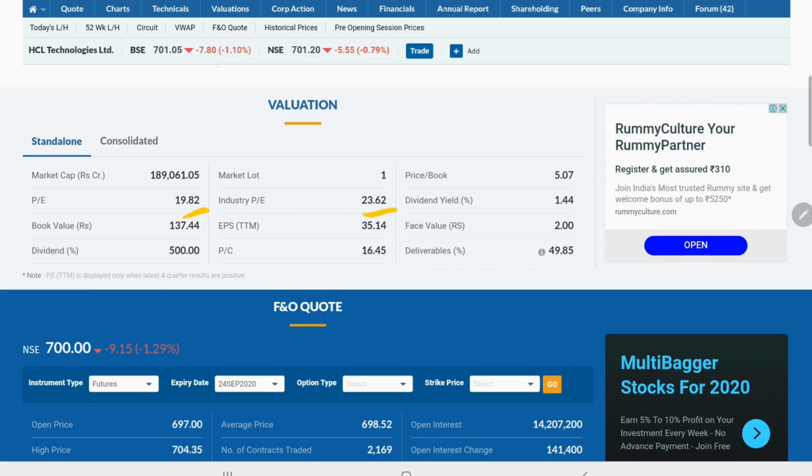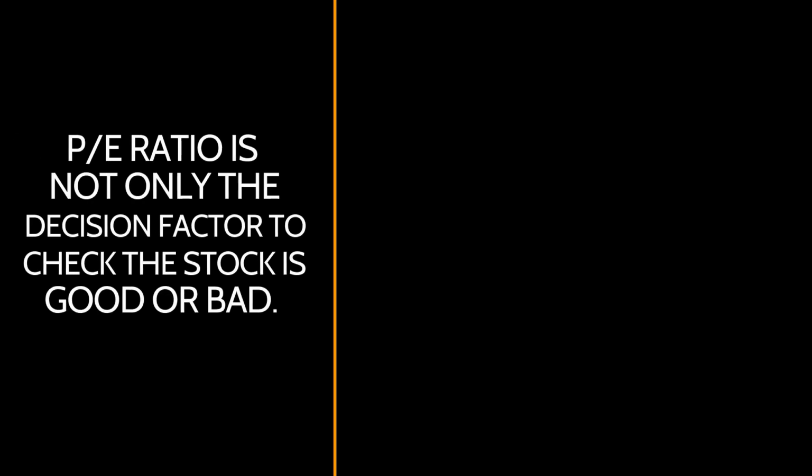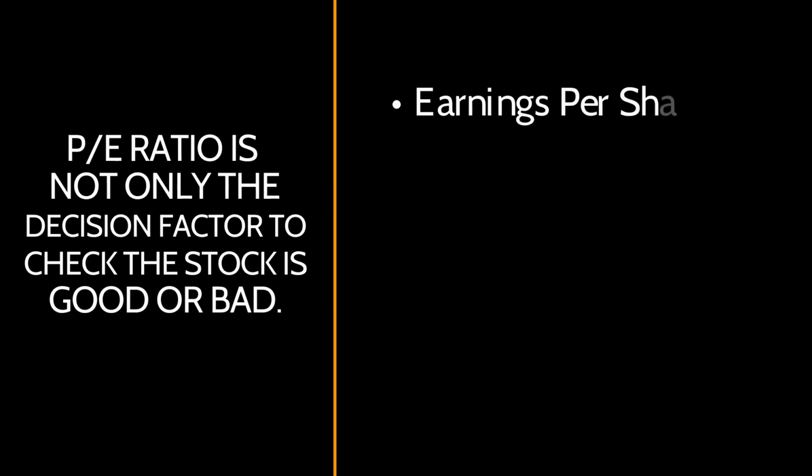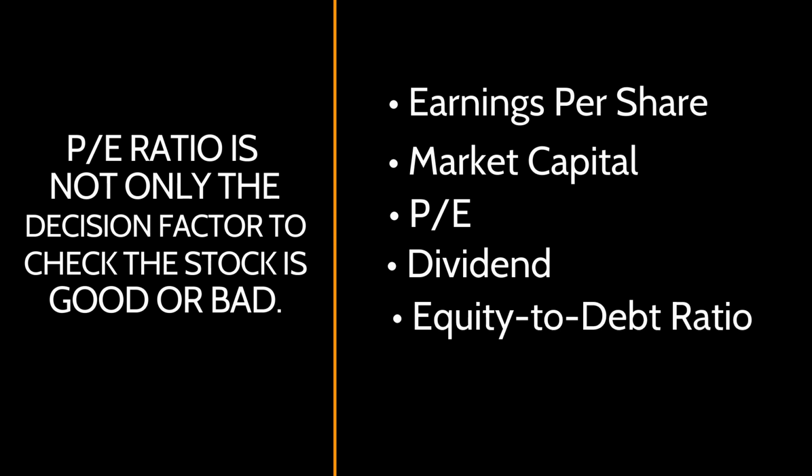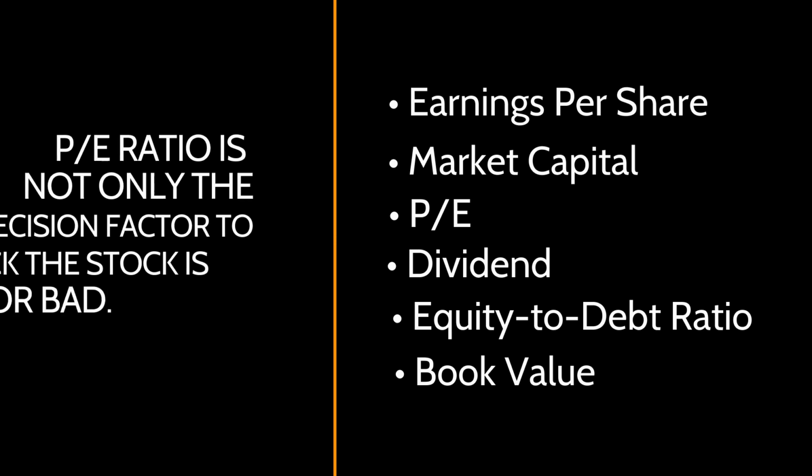So this is not going to be the final conclusion. P by E ratio alone cannot decide whether the stock is good or bad. We have so many other calculations to do: earnings per share, market capital, P by E, dividend. All these things we have to check, like the equity to debt ratio, book values, everything. Once you see those, only then will you get to know whether the stock is good or not. Then you can choose the stock. So this is just for learning purposes. I am showing HCL Technologies. You can choose any stock which you like and do your homework. You will get to know how to do the P by E calculation and EPS calculation.